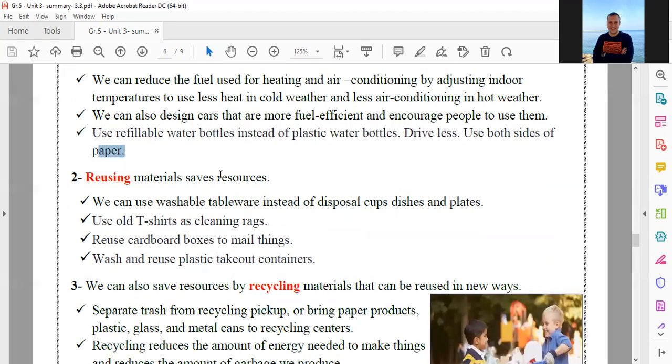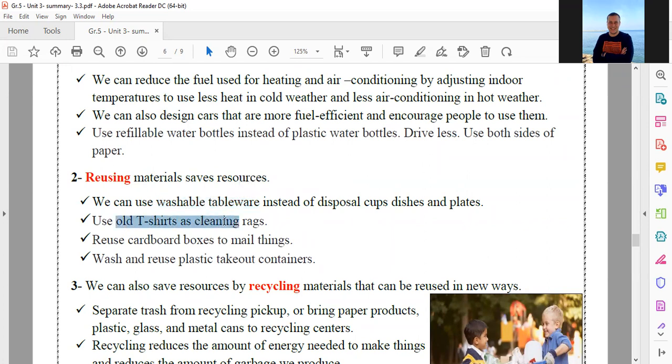The second way to conserve natural resources is reusing materials that save resources. Reusing means we will use these materials again and again. We can use washable tableware instead of disposable cups, dishes, and plates. Yes, instead of using plastic or paper disposable cups, dishes, and plates, we can use the ones that can be washed again and again.